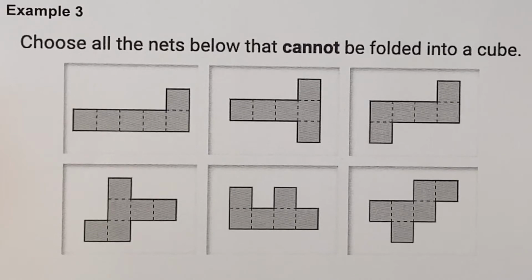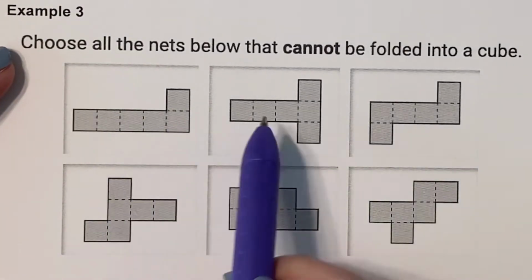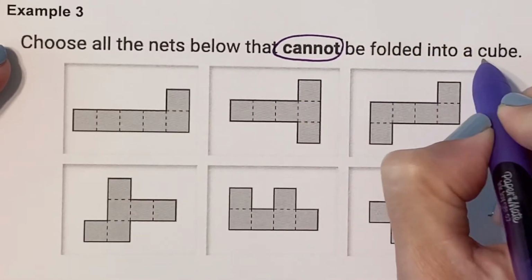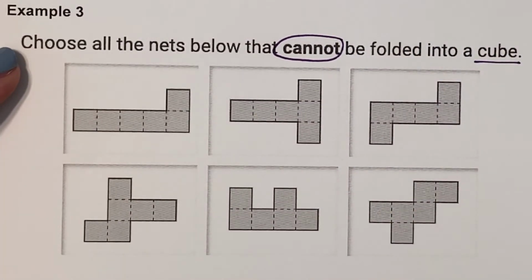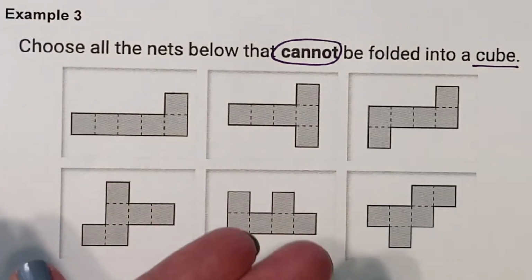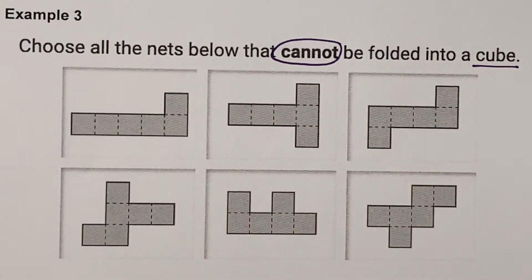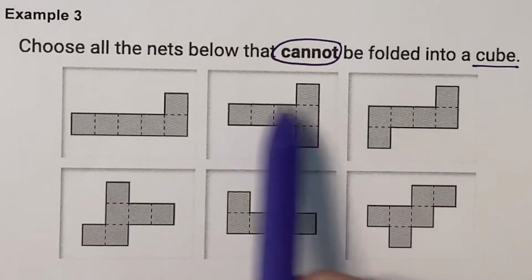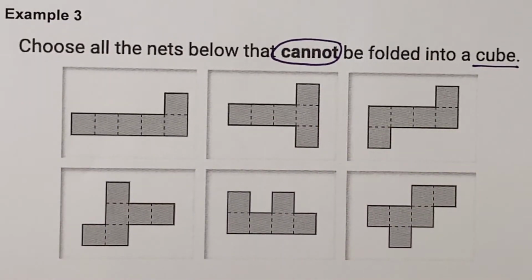We deal with cubes a lot, so let's go ahead and try to find all of the nets that cannot be folded into a cube. That means that you might have pieces that overlap, or you'll have a hole in it, but they won't make an actual cube. Pause the video and see if you can figure out which ones cannot be folded into a cube.